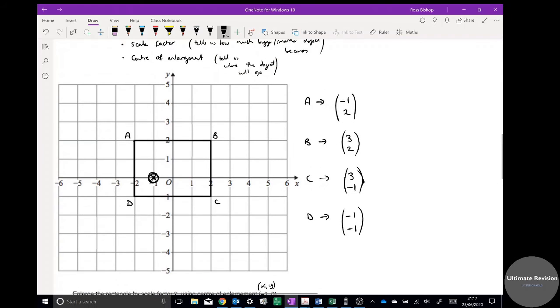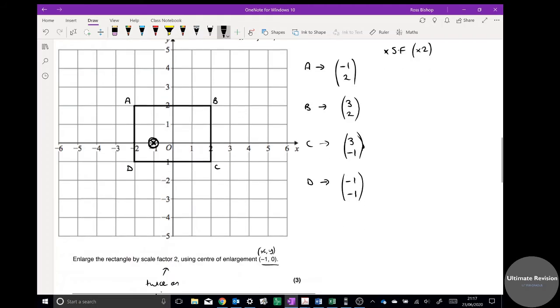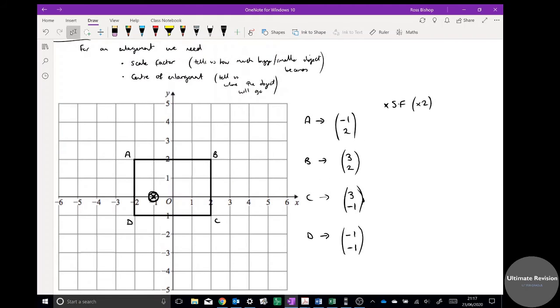Now, to get my new points, I times this by the scale factor. In this case, it's 2. It won't always be 2, but in this case, the scale factor was 2. Now, if I times a vector by 2, I just times the whole thing by 2.